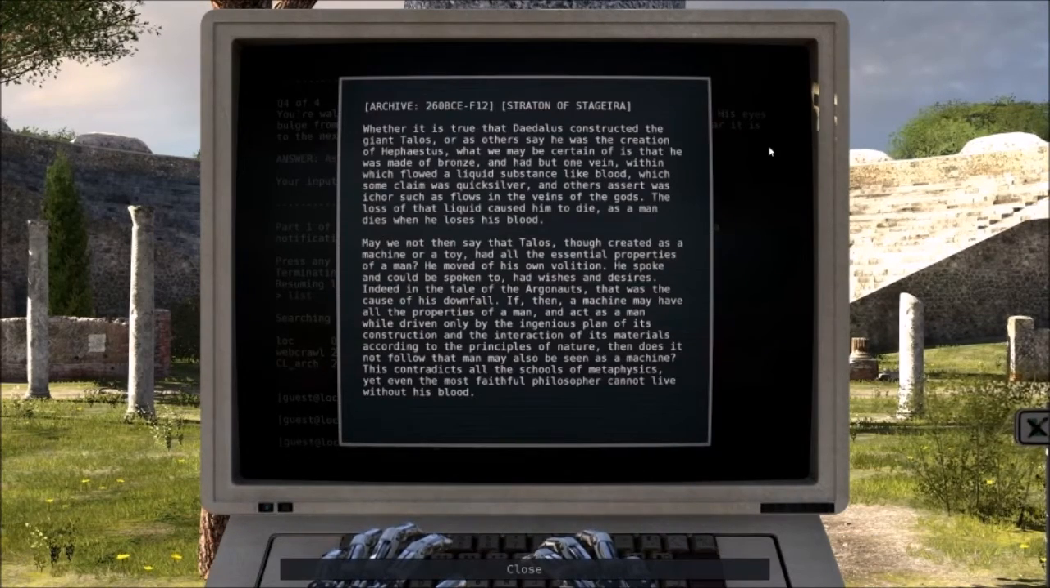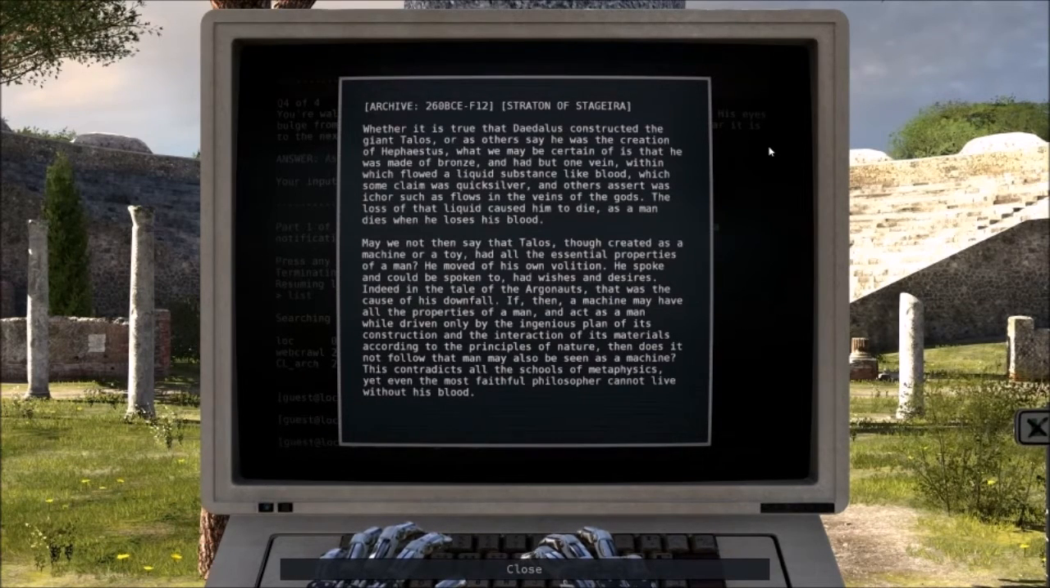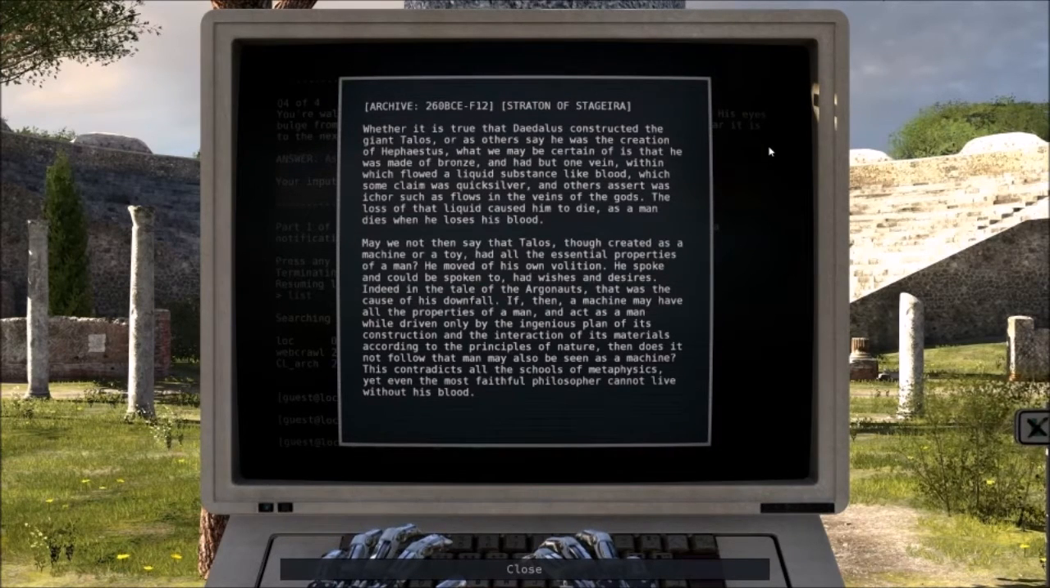Whether it is true that Daedalus constructed the giant Talos, or as others say, he was the creation of Hephaestus, what we may be certain of is that he was made of bronze, and he had but one vein, within which flowed a liquid substance like blood, which some claim was quicksilver, and others assert was ichor such as flows in the veins of the gods. The loss of that liquid caused him to die, as a man dies when he loses his blood.